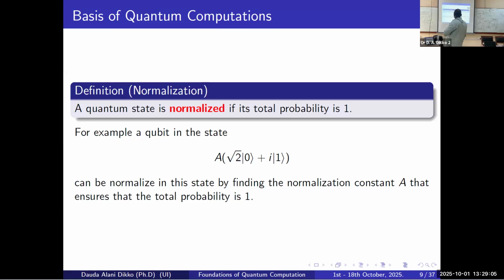So a quantum state is normalized, okay, if its probability is 1. For example, you can have this as a normalized state by finding the normalization constant A, such that it ensures that the total probability is 1.